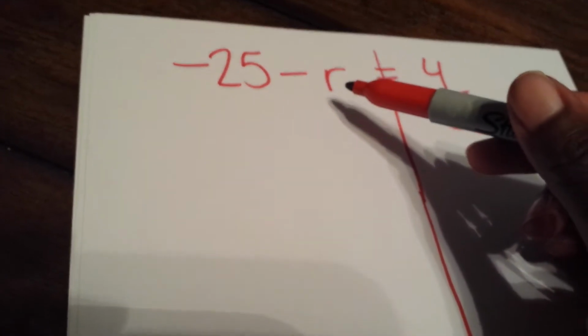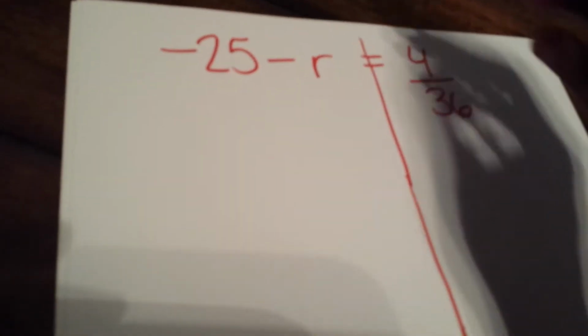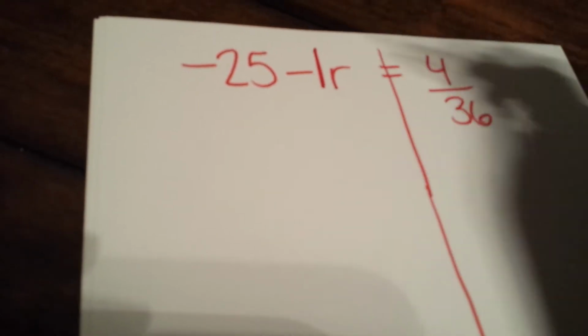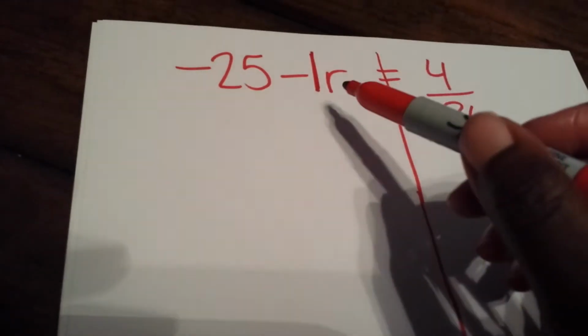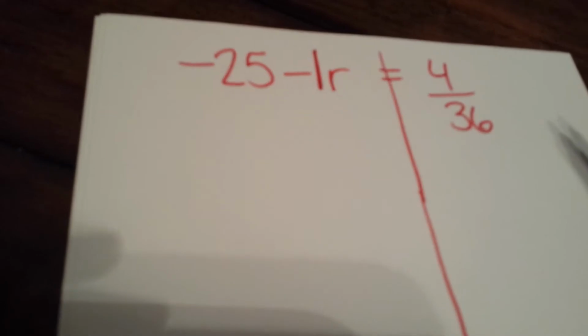So now I see a negative r, which is a variable that does not have a coefficient. When I see that, I want to make that a negative 1r. If I see a variable with no coefficient, that's a 1.